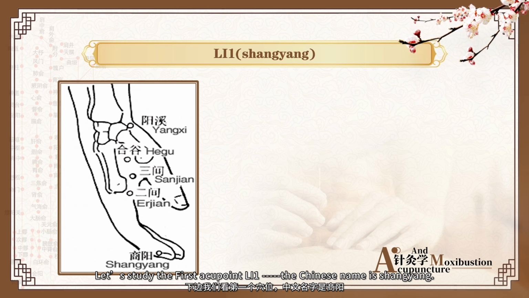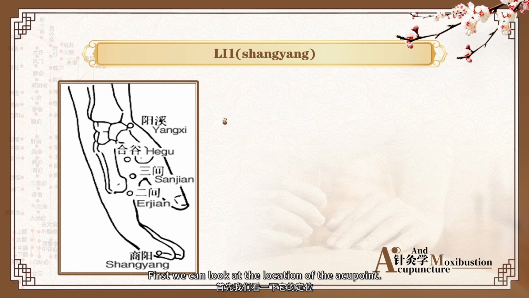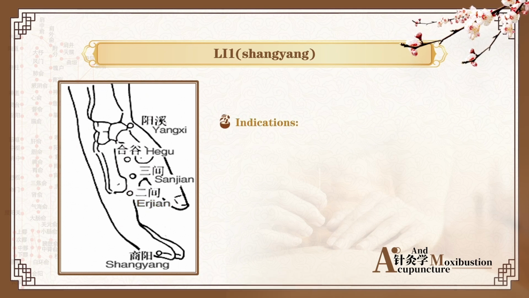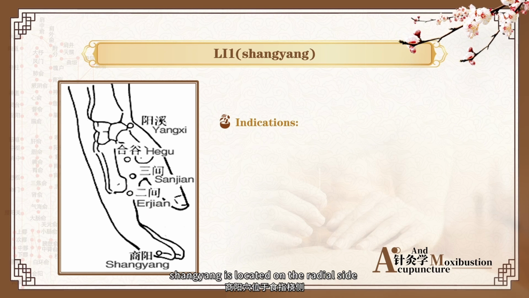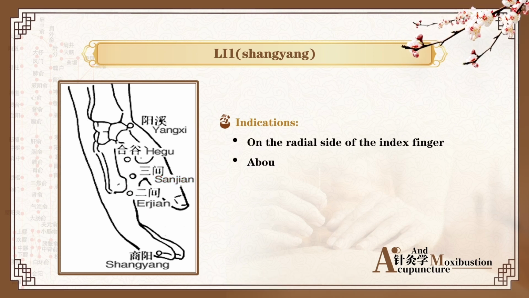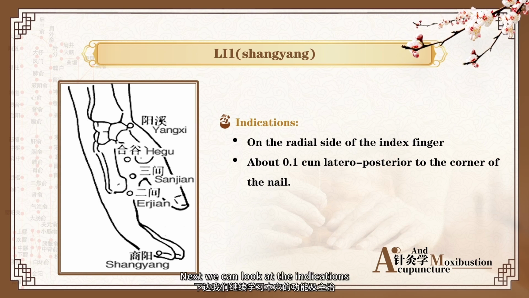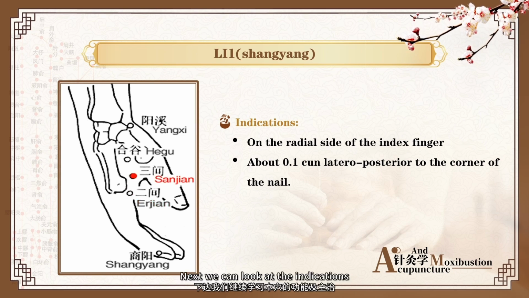The Chinese name is Shangyang. First, we can look at the location of the acupoint. Shangyang is located on the radial side of the index finger, about 0.1 cun lateral posterior to the corner of the nail. Next, we can look at the indications of the acupoint.